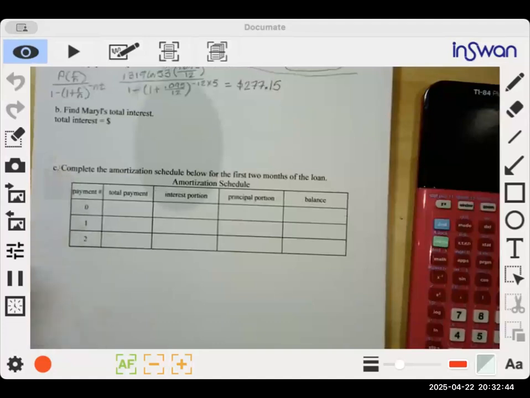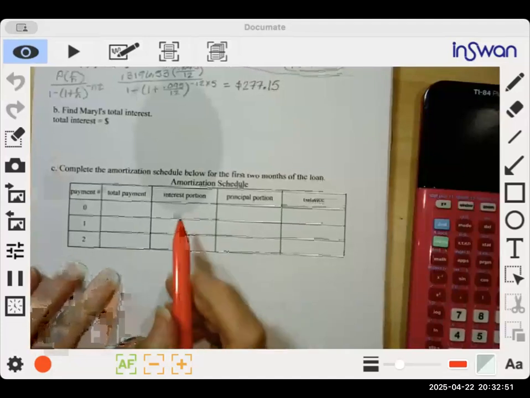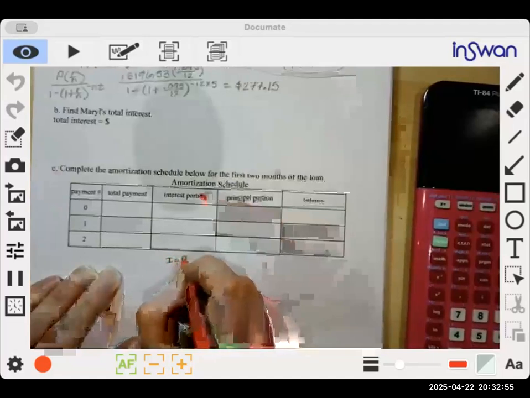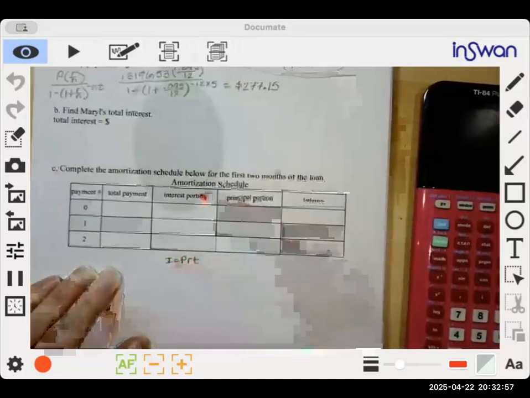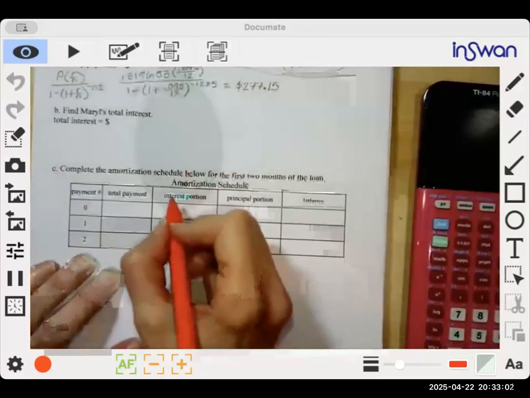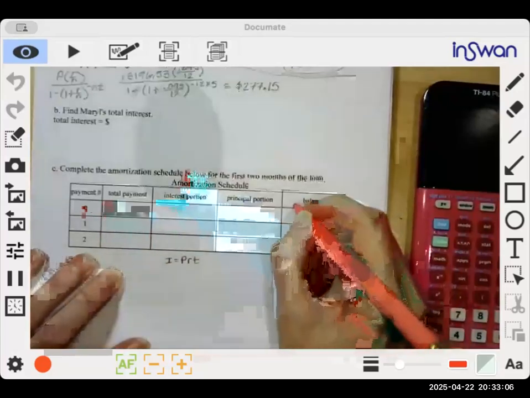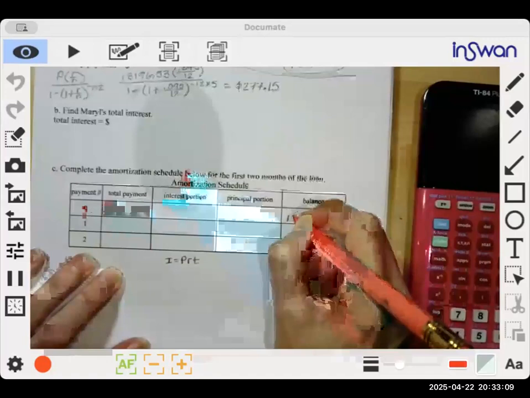All right, so the amortization schedule. These are just kind of interesting to see how much of your payment actually goes towards paying off your loan and how much goes to the bank. Okay, we know the interest portion is always going to be I equals PRT. So we're not filling in anything on these top 3 things here.